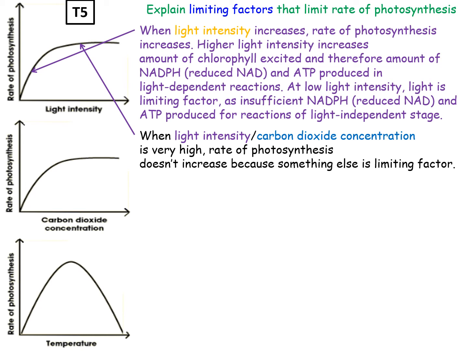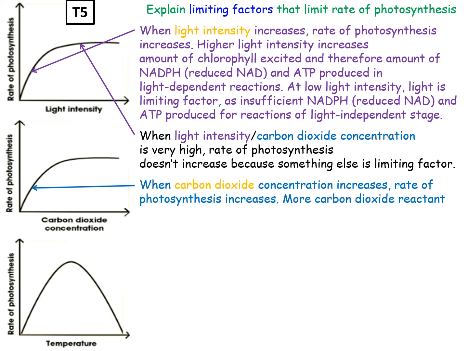When the light intensity is very high, the rate of photosynthesis doesn't increase anymore, and this is because something else is a limiting factor. So clearly that could either be carbon dioxide concentration or temperature. When carbon dioxide concentration increases, the rate of photosynthesis also increases, and that's because there's more carbon dioxide reactant available for carbon fixation in the Calvin cycle.